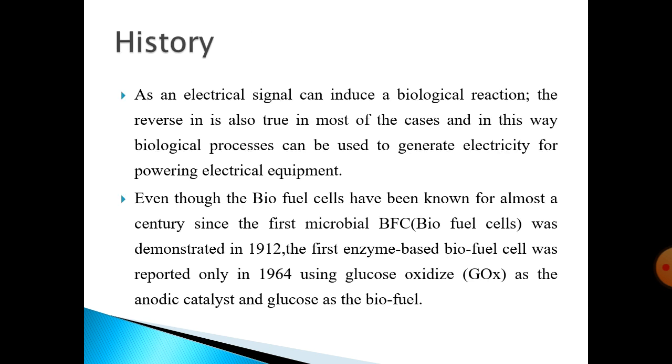History. As an electrical signal can induce a biological reaction, the reverse is also true in most cases, and in this way, biological processes can be used to generate electricity for powering electrical equipment. Even though biofuel cells have been known for almost a century, since the first microbial BFC was demonstrated in 1912, the first enzyme-based biofuel cell was reported only in 1964, using glucose oxidase as the anodic catalyst and glucose as biofuel.